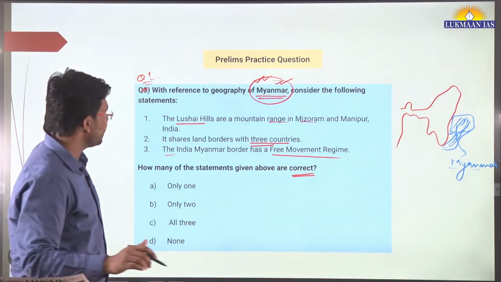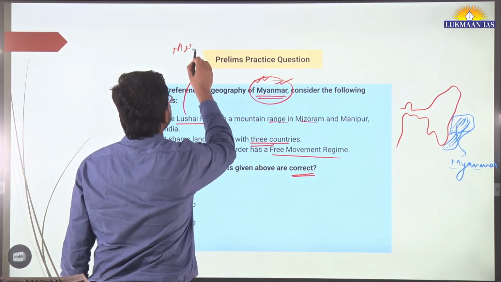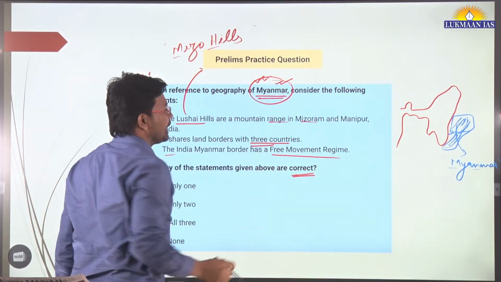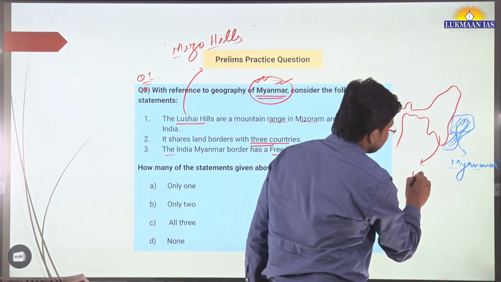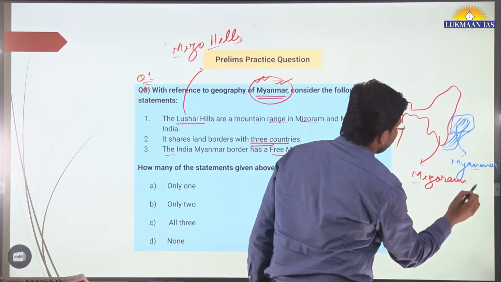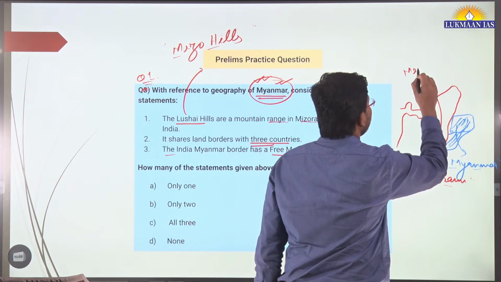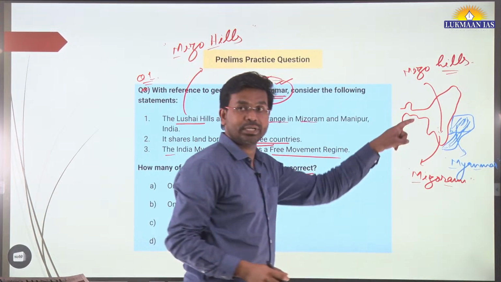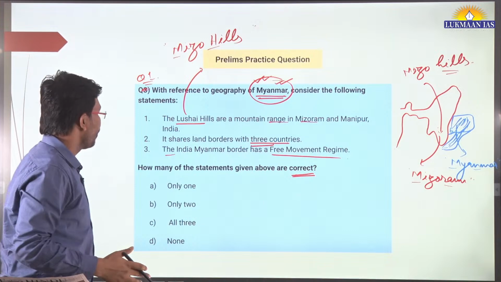Now to understand this, we need to understand that Lushai Hills are also known as Mizo Hills. The state in India which is known as Mizoram, right, over here, this is where we have Mizo Hills, or these are also known as Lushai Hills. They are known as Mizo Hills or Lushai Hills. So it extends in the entire state of Mizoram.